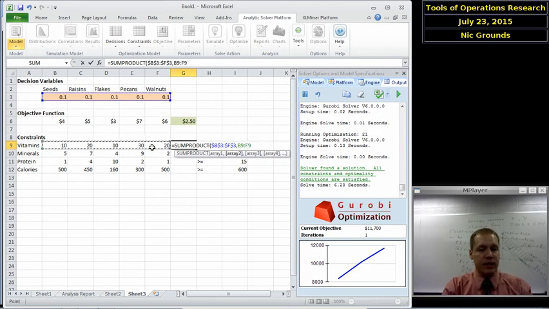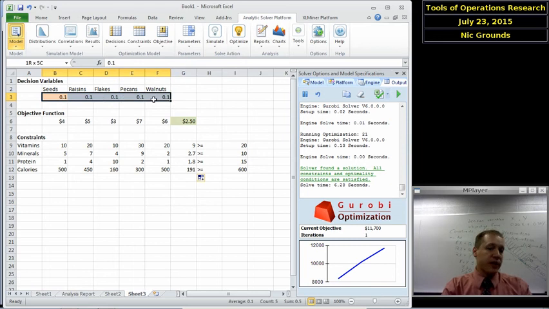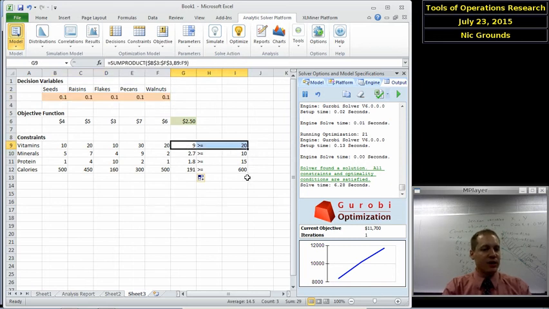So that multiplied by these parameters, I'm going to use absolute addresses for the decision variables because they're always in the same place. We're going to copy this formula down, different parameters, but the same decision variables, each one. Okay. So we'd see here, this particular solution, 1/10 of a pound each, does not meet our constraint for vitamins. It does not meet our constraint for minerals, protein, or calories. It's not enough of ingredients, right?